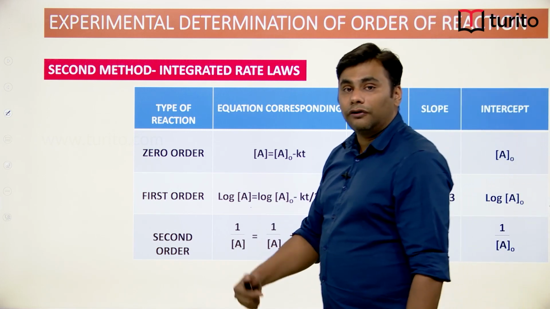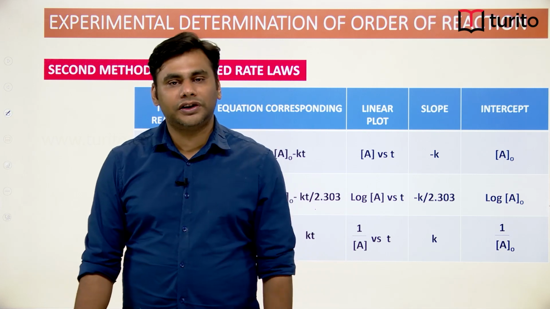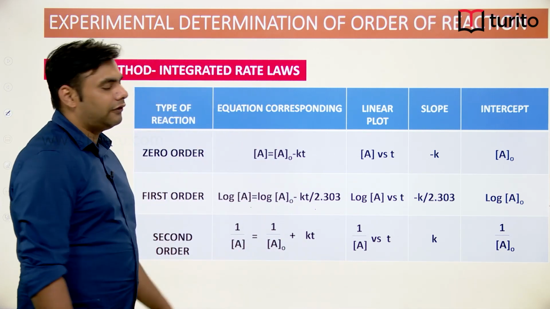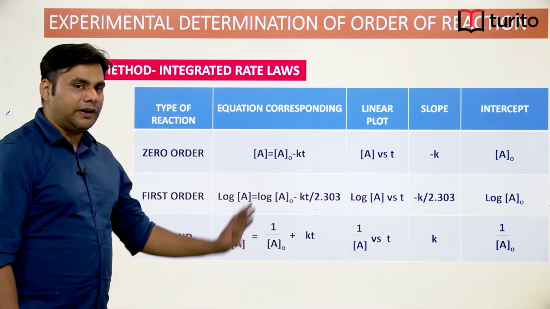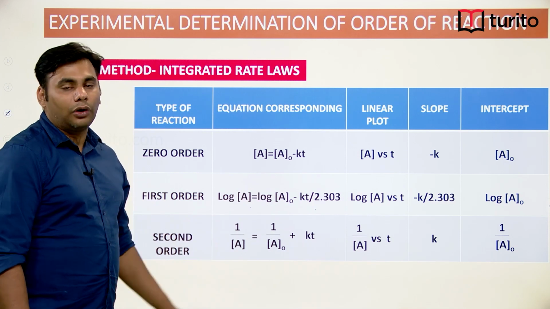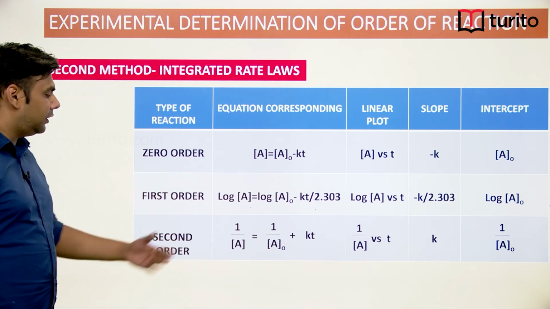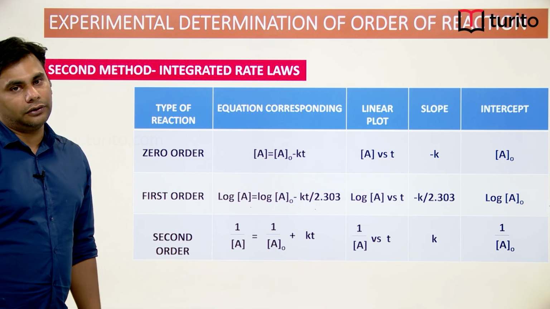If the value of K at different time intervals comes out to be the same, that means it is again a first order reaction. If it doesn't, that means it is not a first order reaction, then we have to use a second order integrated rate law, okay.